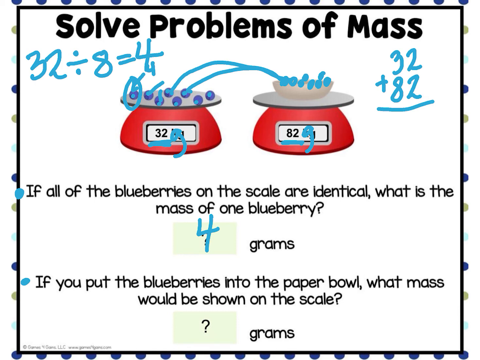All right, now I'm going to solve. 2 plus 2 is 4. 3 plus 8 is 11. So my total weight in grams is 114 grams. So you just got to think about these, like, how can I solve this?